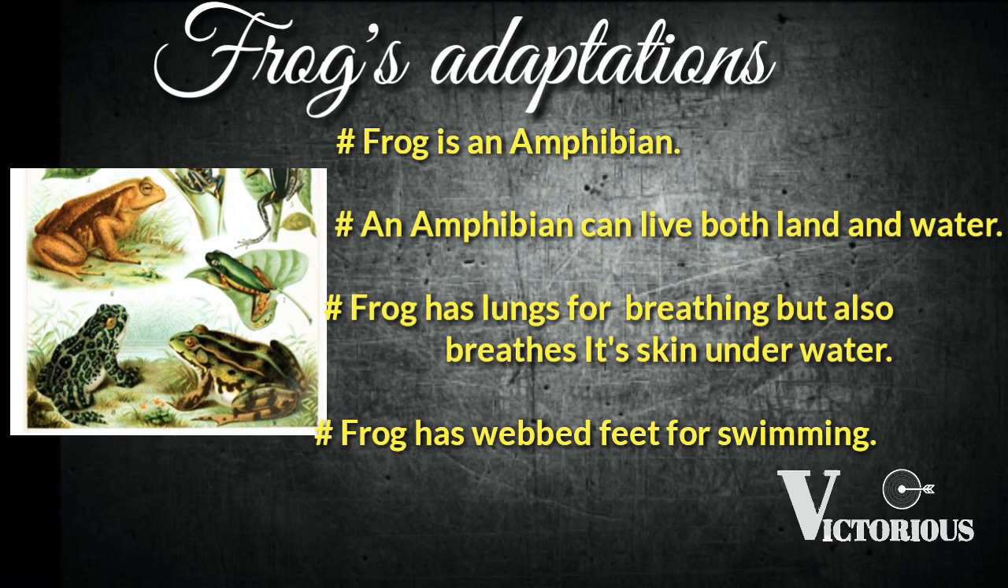Okay, very good. So write down all these. First one, a frog is an amphibian. Another one, amphibians can live both on land and in water. Then the third one, a frog has lungs for breathing, but also breathes through its skin underwater. Okay, the last one is they have webbed feet, which help them to swim very well.